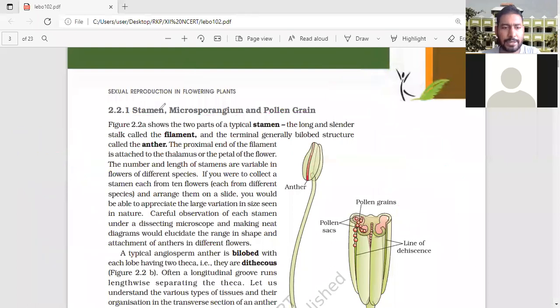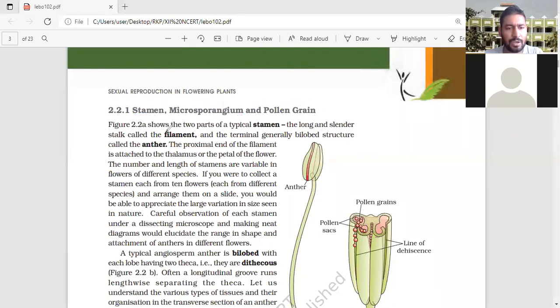Next, stamen. I told you it is the unit of the male reproductive organ. Microsporangium is the structure where the microspore mother cells, or pollen mother cells, are found. And pollen grain is present in the pollen sac, and it is involved in pollination. After pollination, it is involved in fertilization. They form the embryo sac, seed and fruit, which we will discuss later. Now, this structure we will talk about here in detail.